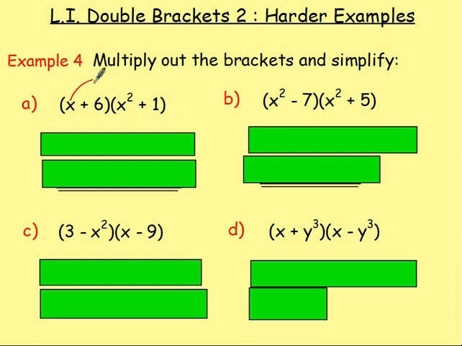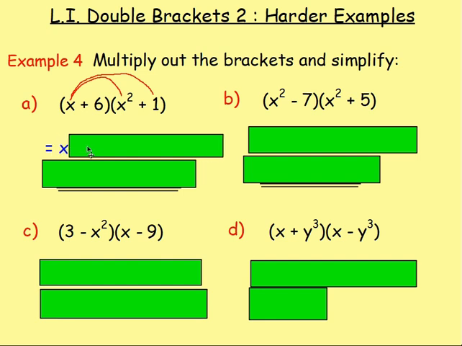You just draw a wee rainbow going from the first term in the first bracket to the first term in the second. Then from that first term in the first bracket to the next term in the second. So, if you multiply them together, you would do the x times the x squared. X times x squared is, well, it's really x times x, so that's x cubed. Then you would have the x times the 1, which is plus x. After you've done that, what do you then do?